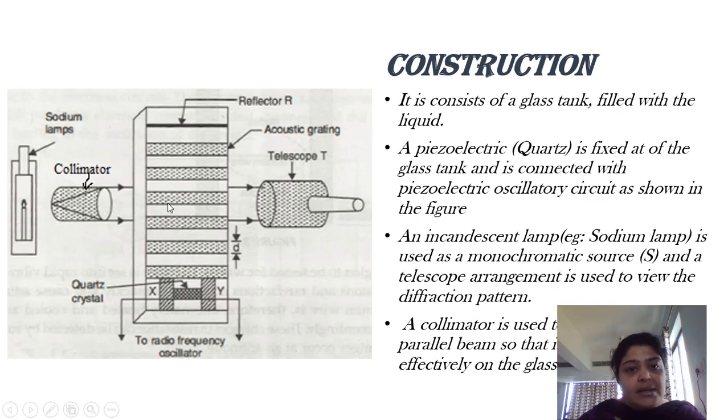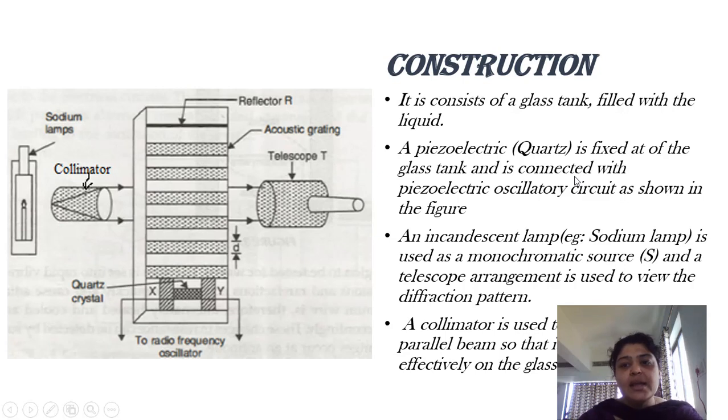What do you mean by antinodes? They are the points where the amplitude of the stationary wave is zero, so they cause least disturbance and so the density is minimum at the antinodal points. So this variation, suppose you say maximum, maximum, maximum density, and these white portions indicate the minimum density. They are at equal distances and the distance between the two is known as the grating element, which is denoted by d. So construction says that it consists of a glass tank filled with the liquid.